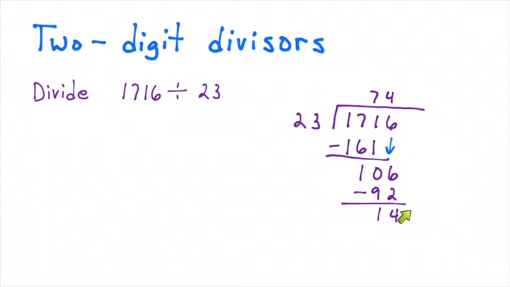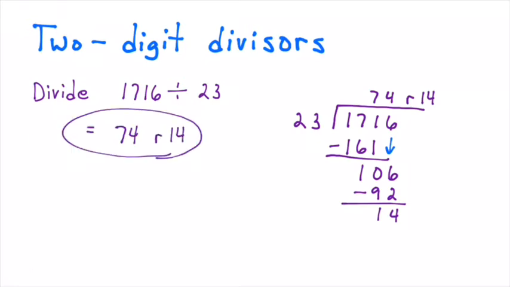So there's nothing left to pull down, so 14 is our remainder, and now we can say that 1,716 divided by 23 is 74, remainder 14. And let's just quickly check that we're in the ballpark. So 20 times 70 would be 1,400, and that's not so terribly far from 1,700, so I at least feel confident that we haven't left off any zeros or anything like that.